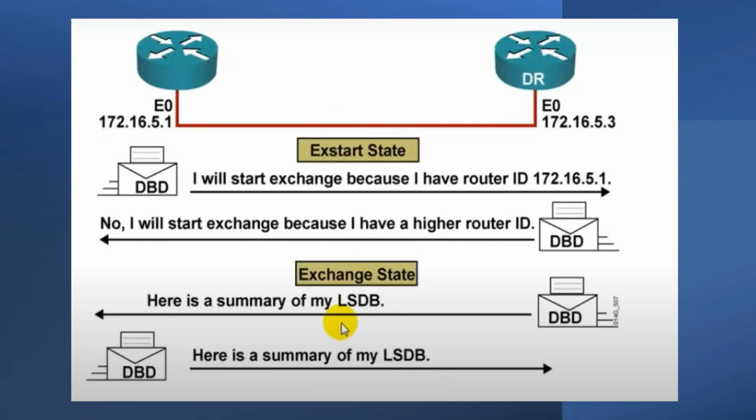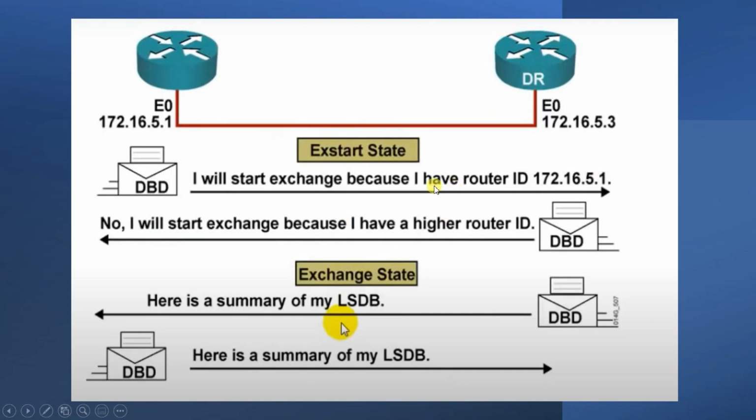After both routers find each other, they try to exchange the database. Which router wants to exchange the database first is chosen by the router ID. Here this router tells that I want to start the exchange because I have this router ID, but this router tells that I have the higher router ID, so I will start it. Like that, it's telling this is the exchange state. Sorry, this is ExStart state.